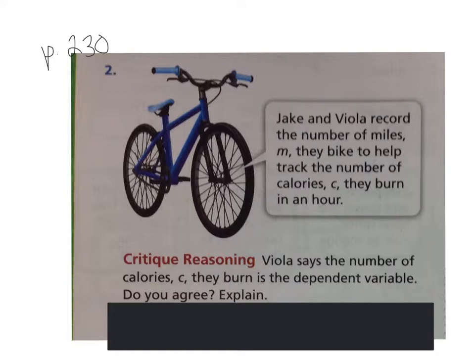So the question, again, we can phrase two ways. We're talking about the number of miles they bike is M, and the number of calories they burn, C, in an hour. So we could think about whether the number of miles we bike depends on the number of calories we burn, or does the number of calories we burn depend on the number of miles we bike?